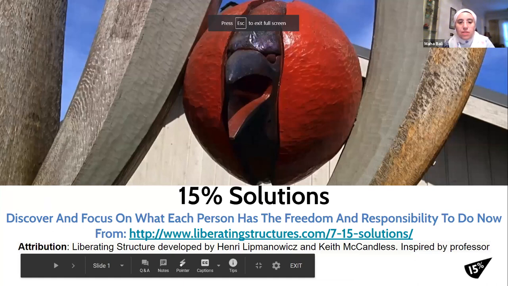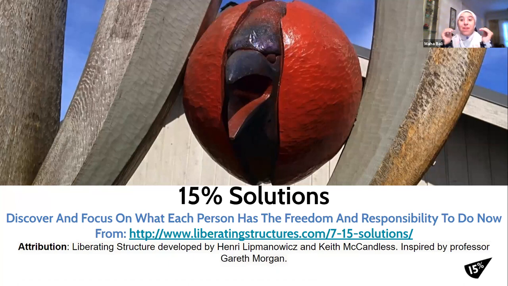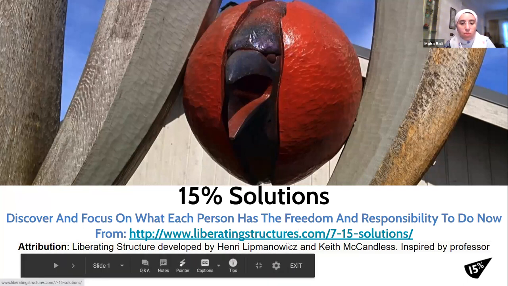And so it's about discovering and focusing on what each person has the freedom and responsibility to do, right now. I think when there are huge problems, it's really helpful to think about what can I actually do without additional resources or time and that I have control over. And it's, again, a liberating structure. This is the link to it if you want to read more about it.